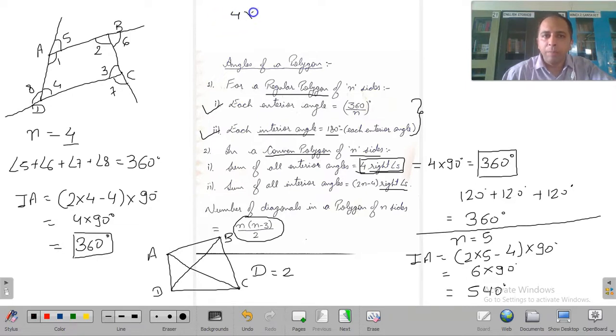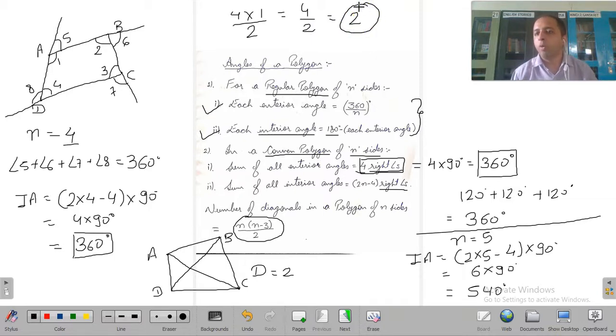So 4 multiplied by 4 minus 3 is how much? 1. Okay. Divided by 2. So 4 multiplied by 1 is 4 divided by 2. How much value is it? 4 upon 2 is 2. So according to the formula also we got the exact value 2. In this way we can calculate the number of diagonals in a polygon.